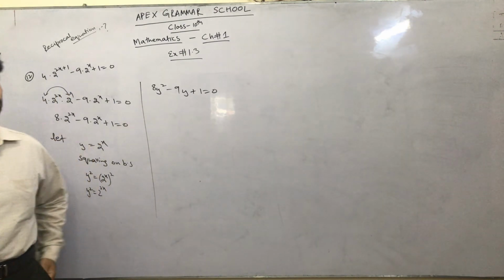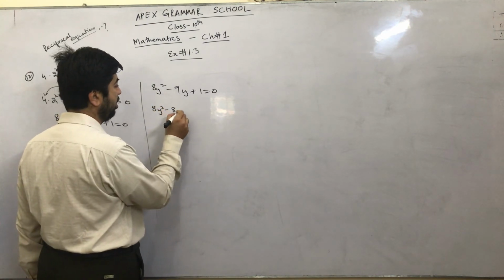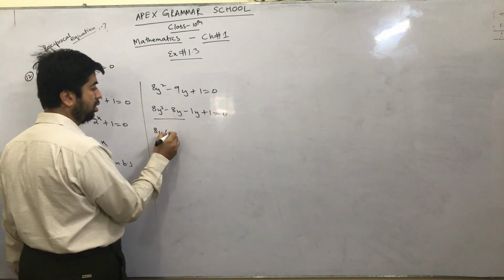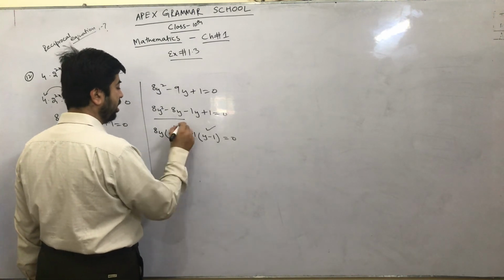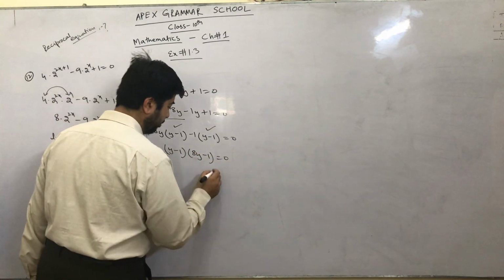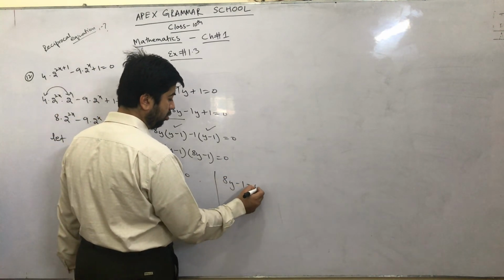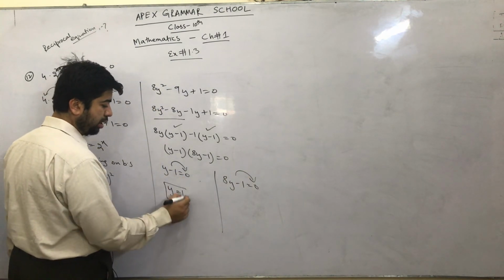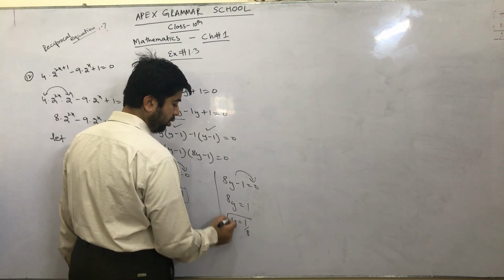This is the quadratic equation again. You can solve it on your own, by whichever method you like, or through factorization. 8y square minus 8y minus 1y plus 1 is equal to 0. What is common here? 8y here, y minus 1. What is common here? Minus 1 common here, y minus 1. You see that both are same. Now y minus 1 is equal to 0, 8y minus 1 is equal to 0. So value of y is equal to 1, and value of y from here is equal to 1 over 8.